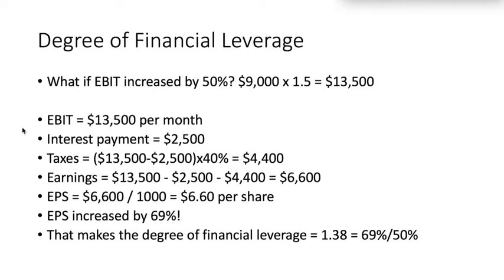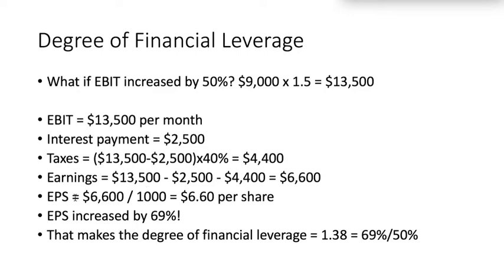So we just plug in the numbers again. EBIT is 13,500. Interest payment is the same at 2,500. Taxes change to 13,500 minus 2,500 multiplied by 40%. That gives us a tax bill of 4,400. So earnings available to shareholders would be 13,500 in EBIT minus 2,500 in interest payment minus 4,400 in tax payment, and that gives us $6,600 in earnings to shareholders.